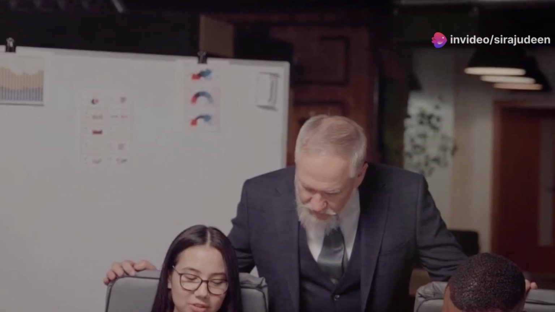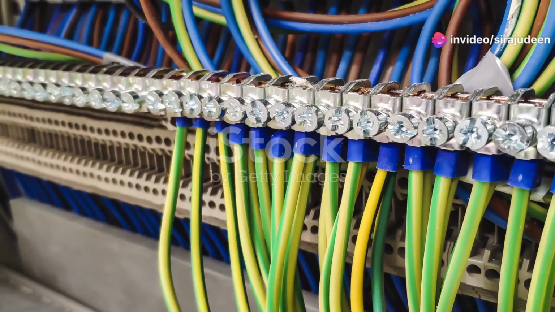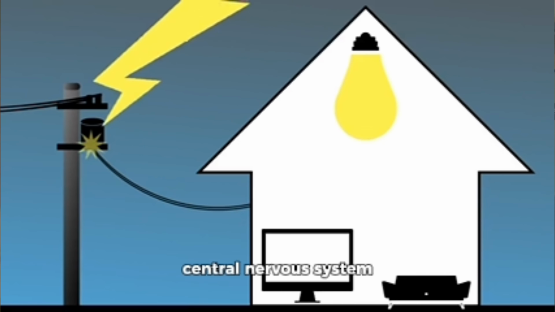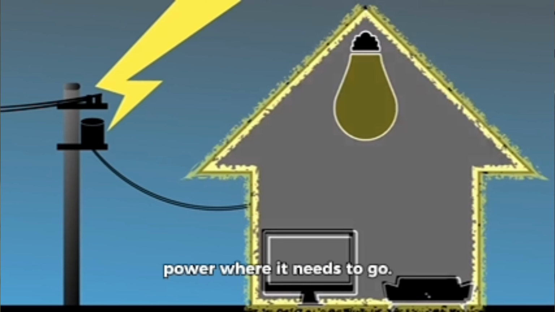Now that you know how much power your office needs, it's time to design the heart of your electrical system, the distribution board. Designing a three-phase DB with 36 circuits. Think of it as the central nervous system of your office's electricity, directing power where it needs to go.